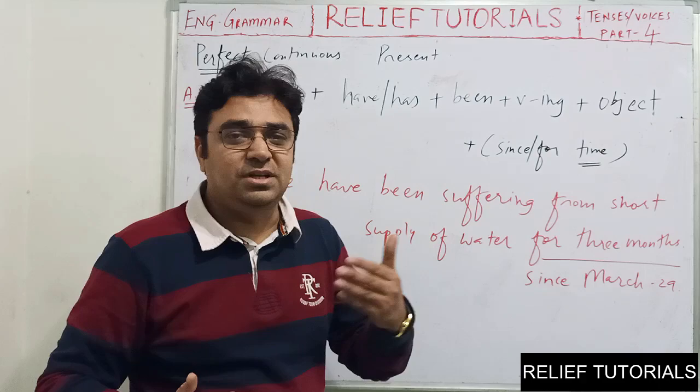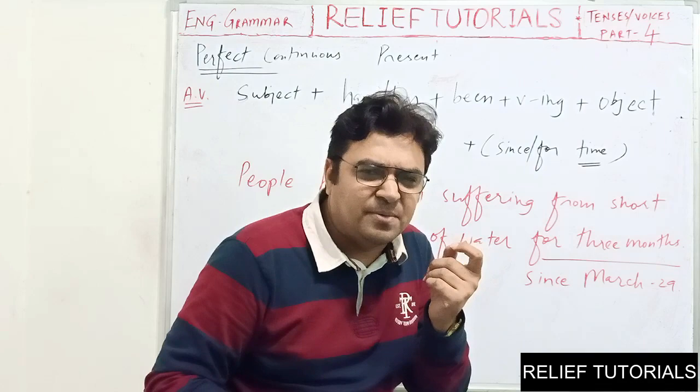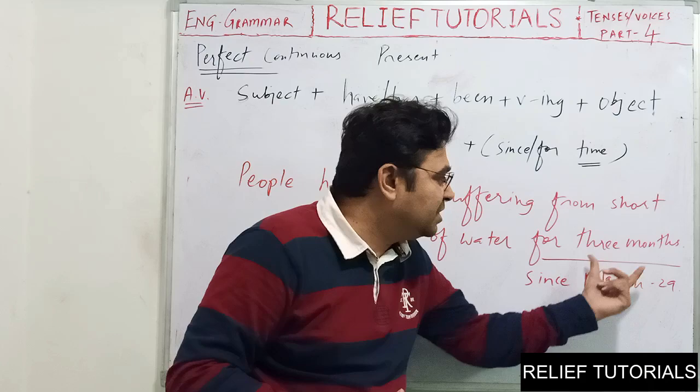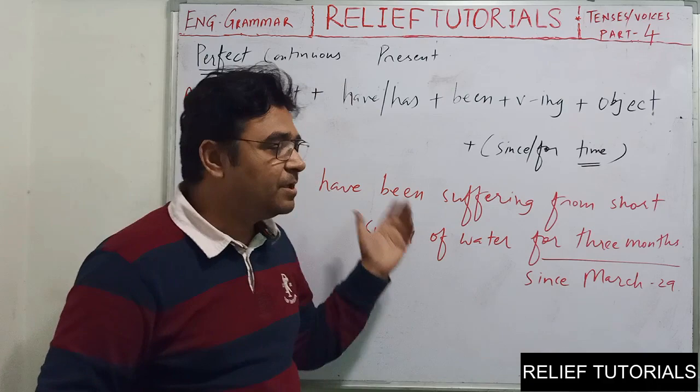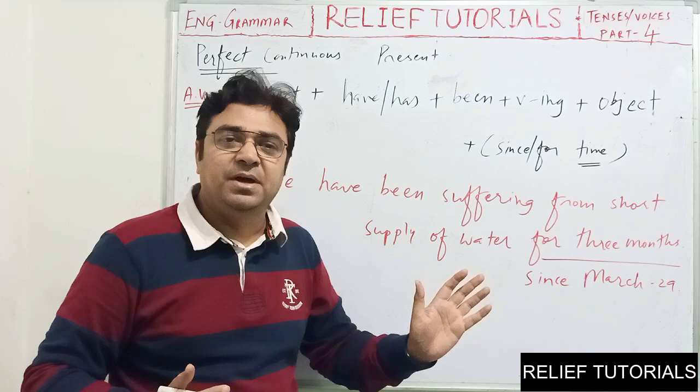Agar aapko point of time batana hai, I exactly remember ke March 29 se pani ki supply kam ho gayi hai. So you can just go for since March 29. So it is point of time, it is duration of time. You go for "for" here, go for "since" there. So the whole thing is, people have been suffering from short supply of water for 3 months or since March 29. Log 3 mahine se pani ki jo kam supply hai uski samasya ka samna kar rahe hai.